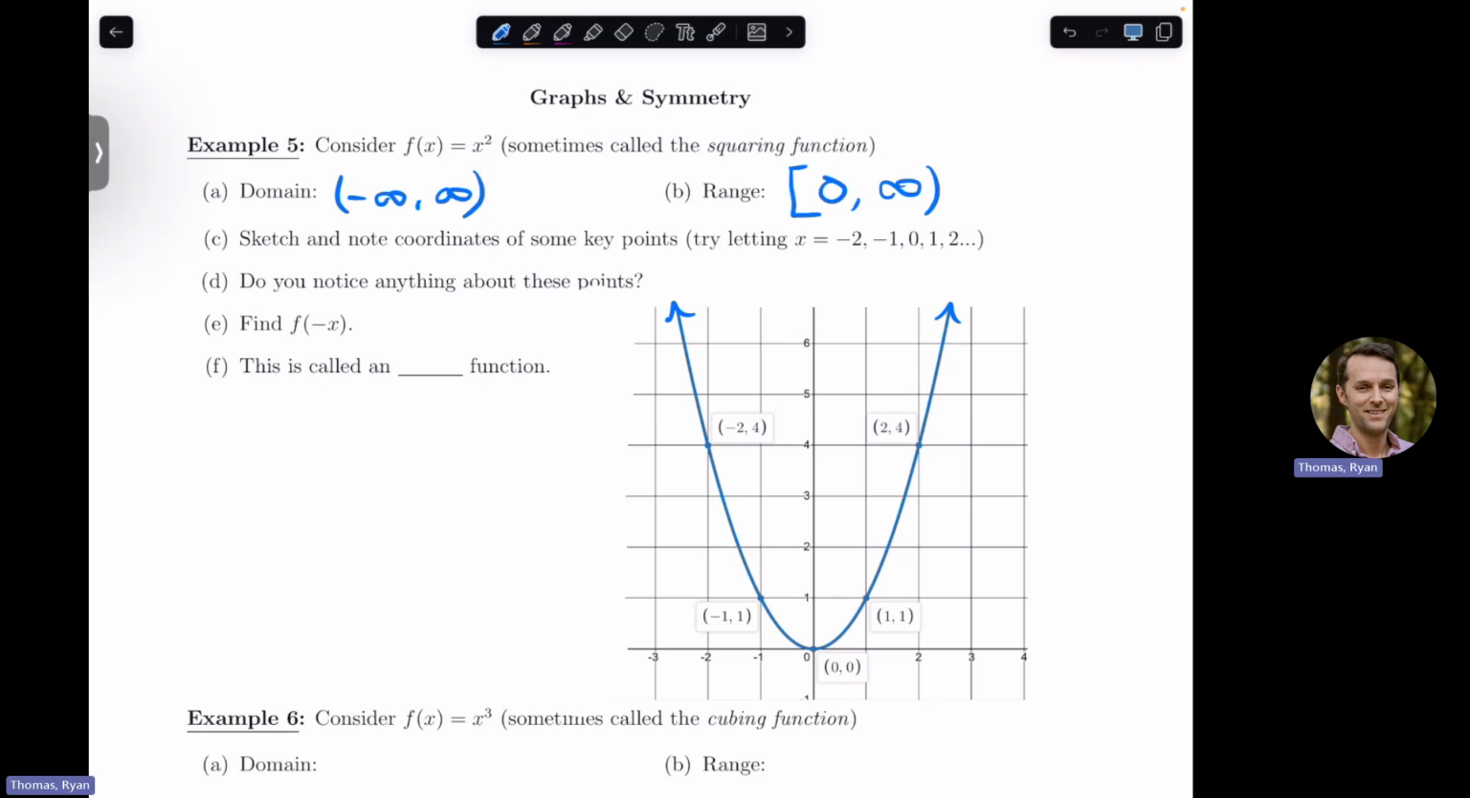All right, now part D, right, is where things kind of go up a level in complexity and what it's asking for, right? Do you notice anything about these points?